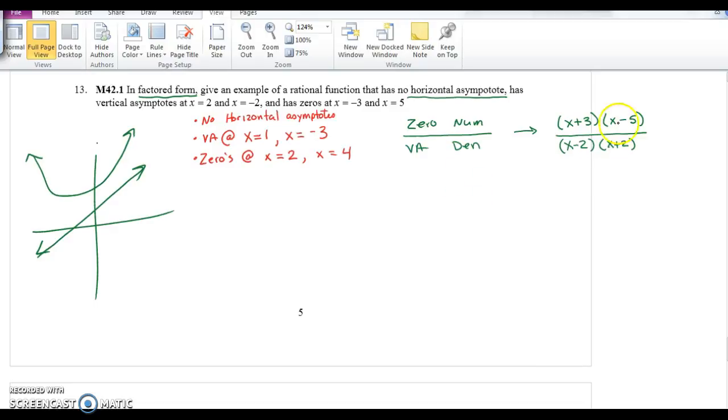Now it didn't give me more zeros, so I can't add more factors, but I could increase the multiplicity. So now I will have x plus 3. When x is very big, I can ignore everything but the x, and x squared would be x cubed on top, and I'd only have x squared on the bottom. So now something like this takes care of everything that we want.